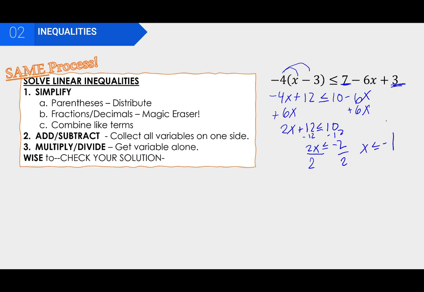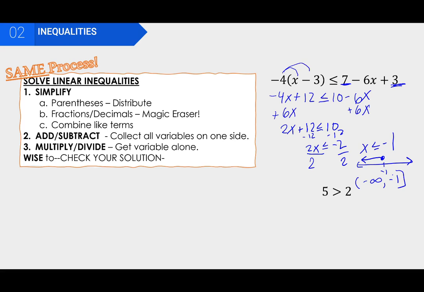If I plug that in, it will give me a true statement. Or if I plug any numbers in that are less than -1. And then if we were going to put it on a number line, we have a square bracket or a closed circle. Here's -1, closed circle, everything to the left. In interval notation, it would be -infinity all the way to -1, include -1. So it's the same exact process that you learned in the last video of solving equations, but now there's an inequality symbol.